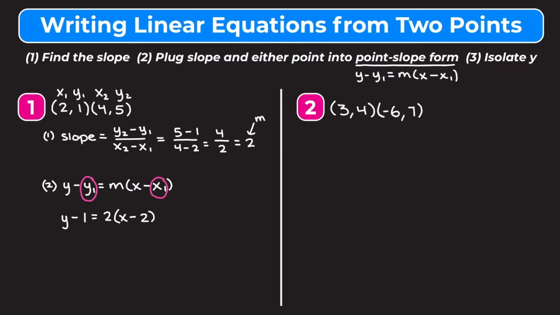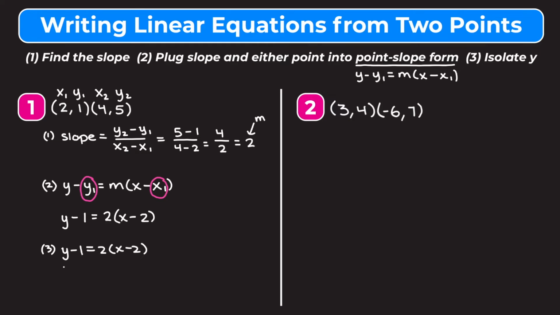And just to reiterate that, x1 and y1 can be any point on the line, so I didn't have to choose the first point. I could have used (4, 5). If you're given more than 2 points, you can pick any point on the line. And now we want to simplify this and isolate y. So we have y minus 1 equals 2 times x minus 2.